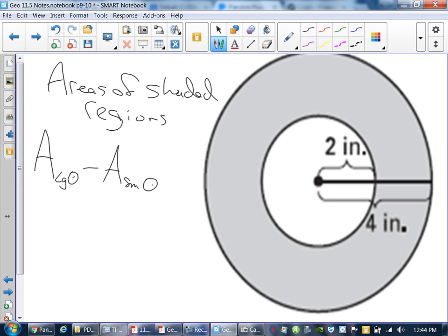Now, I'm going to do this a couple of ways with you guys today. I'm going to leave things in terms of exact answers as well as remind you how you get decimal equivalencies, because I might ask for either. So how do you find the area of a circle?